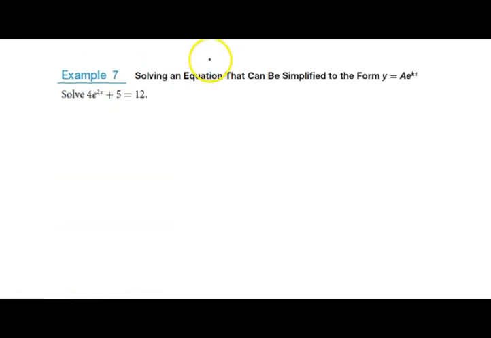Okay, so our next example is similar to the last one, except we have more stuff to get rid of first. So I want to get this e part by itself. I'm going to subtract 5 from both sides. And so 12 minus 5 will be 7. And then I'm going to divide by 4. So I have e to the 2x equals 7/4.